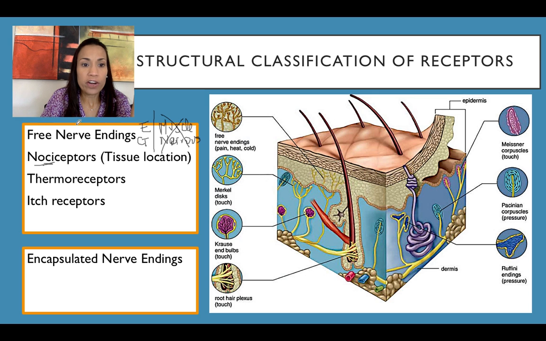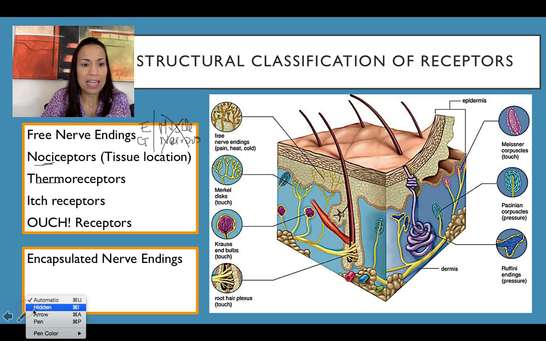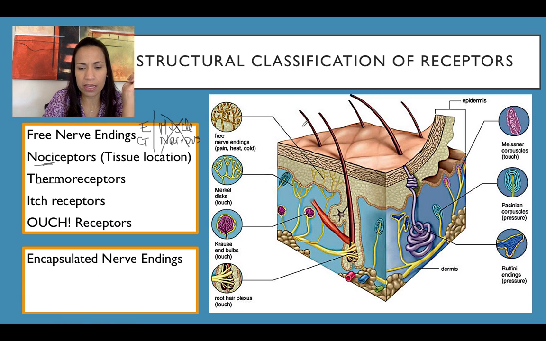Now, free nerve endings also detect temperature changes. There are thermoreceptors, there are itch receptors. So as you can see, all of these free nerve endings, I call them ouch receptors. There are sensations that make you feel pain, temperature, or itching. Now, let's see these pain receptors in this image.